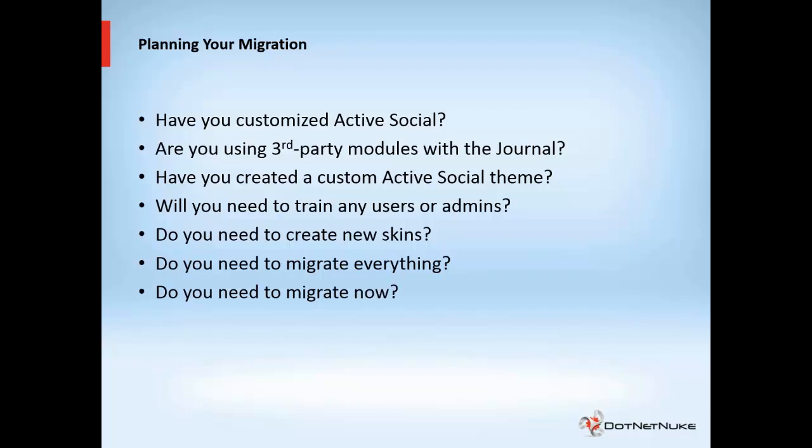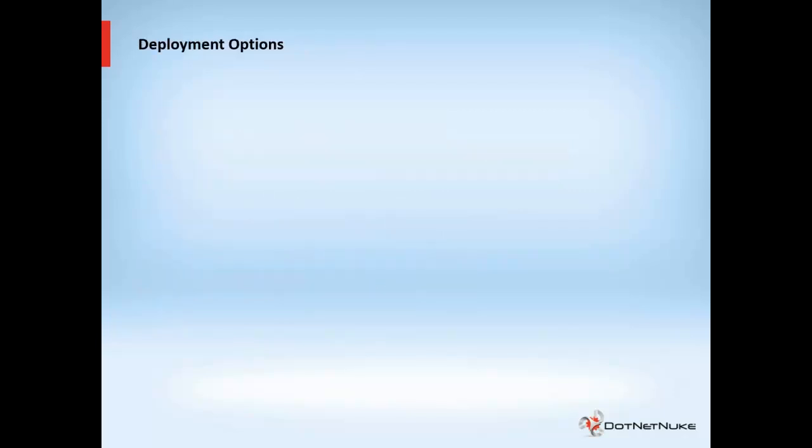The next one is, do you need to migrate now? Active Social will work with DotNetNuke 6.2. Those features are there. Of course, we're not supporting them any further. They're not going to be enhanced. But is there an immediate need for you to migrate your data? You could continue to stay up to date on DotNetNuke and using Active Social while you work on planning your migration. But you need to ask yourself, do you need to migrate right now? What's your urgency? So let's talk a little bit about some of the deployment options.